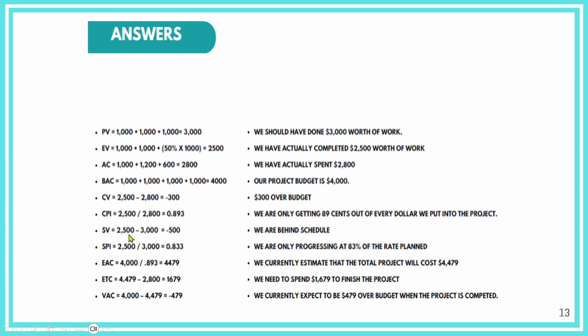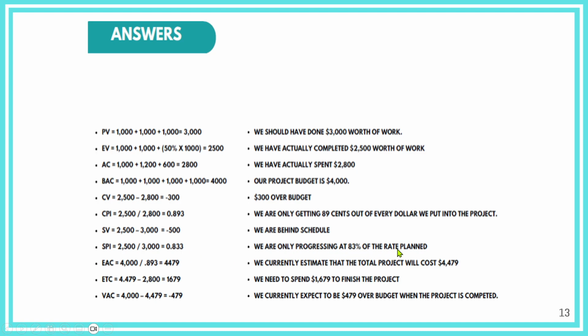The schedule variance, that's earned value minus planned value, so it's minus 500, so we're behind schedule, and the value of the delay is 500. Schedule performance index, that's earned value divided by planned value, which is 0.833, so we're actually progressing at 83% of the planned rate.